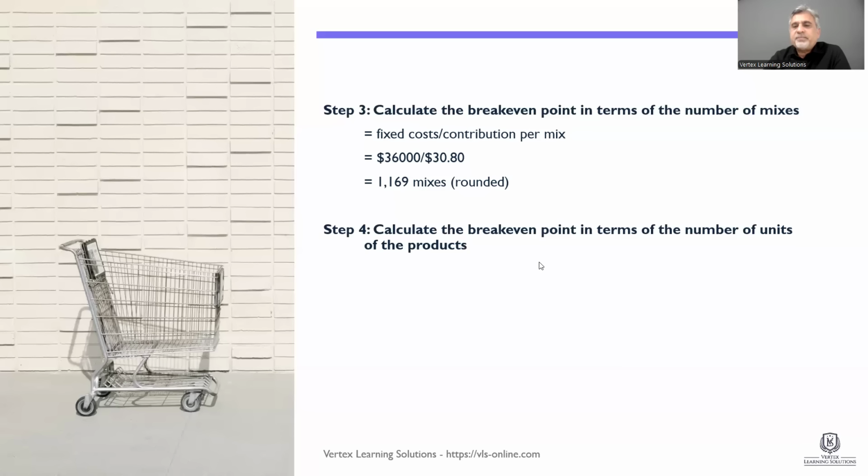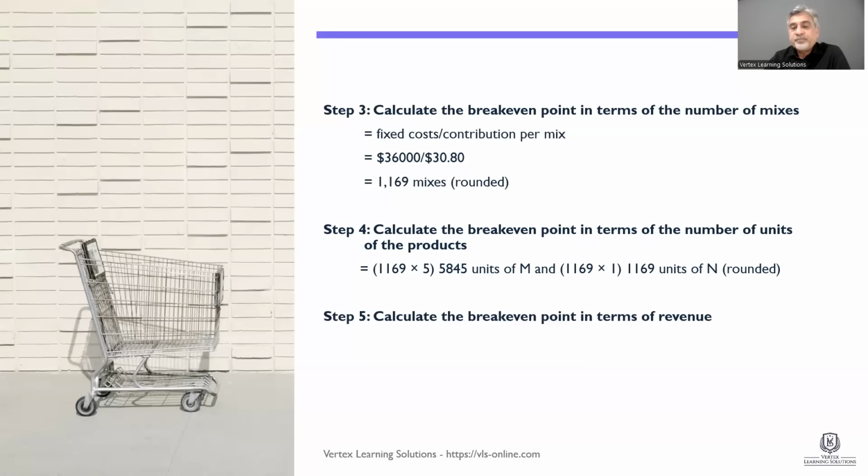So we come down to the next step, calculate the break-even point in terms of the number of units of the products. So this is the mixes. Okay, 1169 is the number of sets which I need to sell. But if I want to see how many units I need to sell, 1169 into 5 is 5,845 units of M, and 1169 into 1 is 1169 of N. So now you have come to the point where you know that I need to sell 5,845 units of M and only 1169 of N, because that's the ratio. And then calculate the break-even point in terms of revenue.